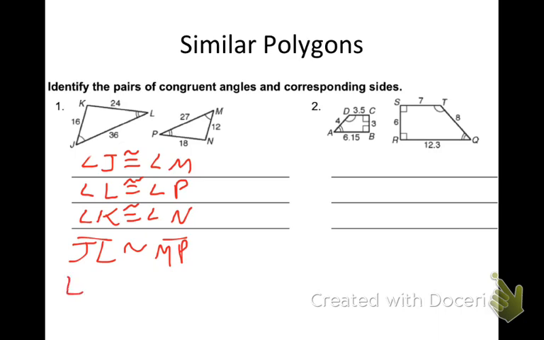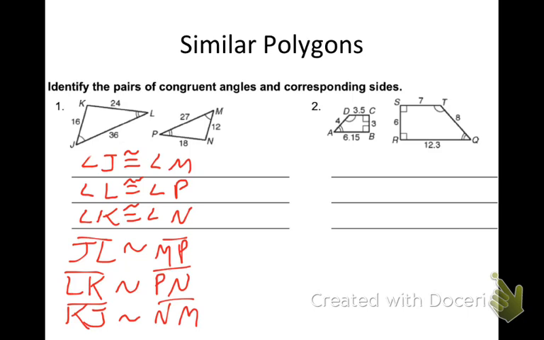What about LK? What would LK be similar to, Austin? PN. And lastly, what about KJ? So KJ would be the same as NM. All right, try number 2 now. Take a couple seconds, try number 2 on your own.